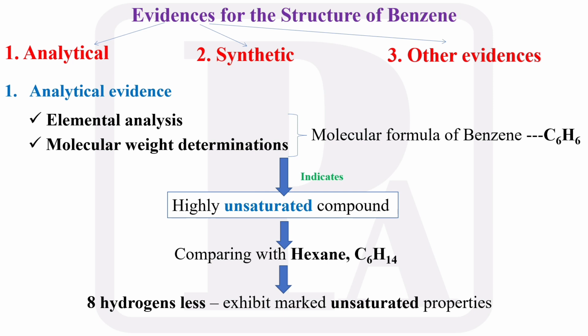Again, we'll revise. Elemental analysis and molecular weight determinations have shown that the molecular formula of benzene was found to be C6H6. So that indicates it is a highly unsaturated compound. Why? Because we are comparing this one with hexane. Here the number of carbons would be the same, whereas benzene is having 8 hydrogens less. So that indicates it is having marked unsaturated properties.